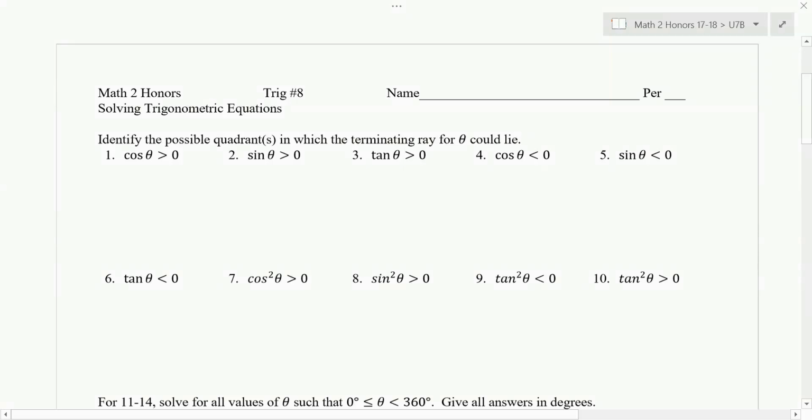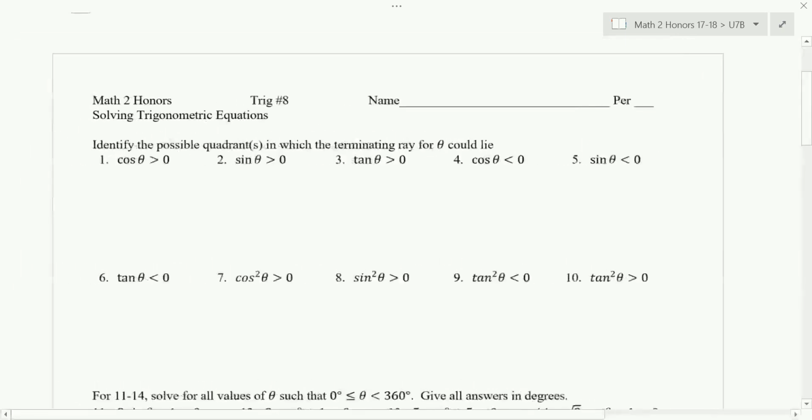I'm going to work through some of these problems from the Math 2 Honors Solving Trigonometric Equations. And the first part, numbers 1 through 10, ask us to identify the possible quadrants in which the terminating ray for theta could lie. And to do this, I'm going to use a couple ideas.